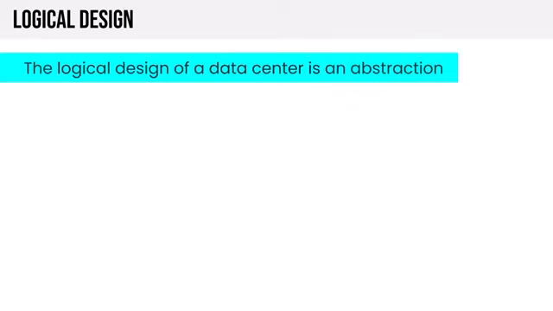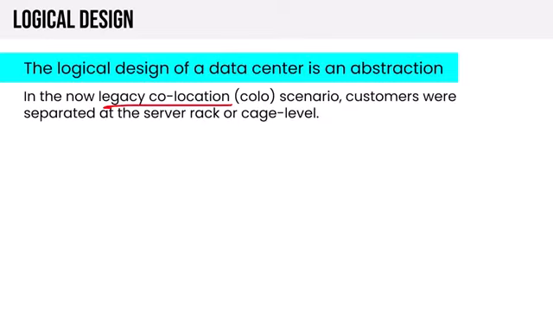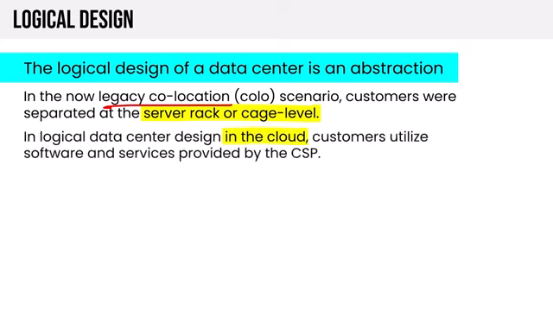So we'll start with logical design, where I expect more focus will be given on the exam. And the logical design of a data center is an abstraction. In the now legacy co-location scenario, customers were separated at the server rack or cage level, so it's a physical isolation. In a logical data center design in the cloud, customers utilize software and services provided by the CSP.